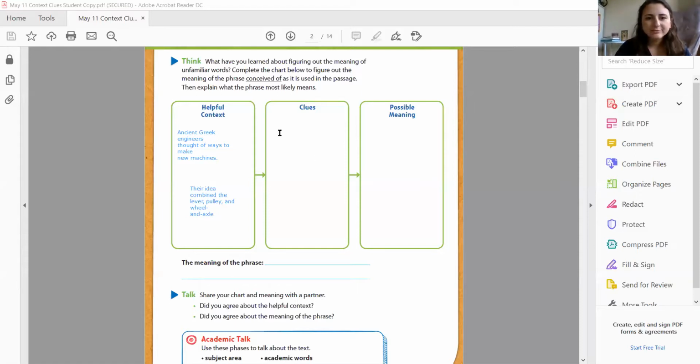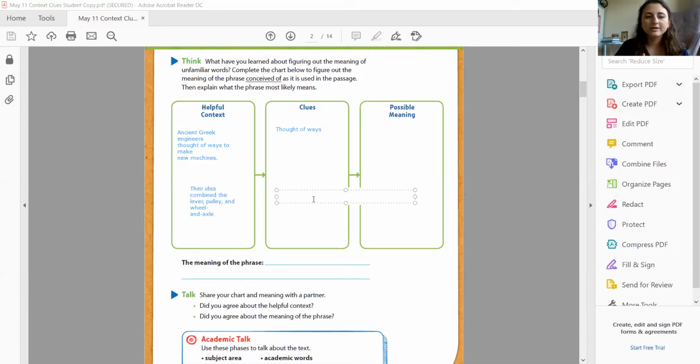And the clue that I'm getting from that phrase right there is that they thought of ways, right? When we're talking about this word conceive, we know that the word conceived is going to be a verb, how it's used, because the ancient Greeks did this thing, right? The ancient Greeks conceived of something. So we know it has to be something that they did. And if this is telling me the ancient Greek engineers thought of ways, then maybe that could give me an idea of what that word conceived was. If they thought of ways to make new machines, maybe they conceived new machines, right?